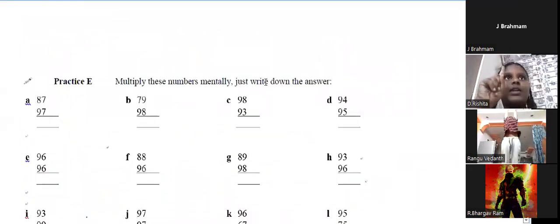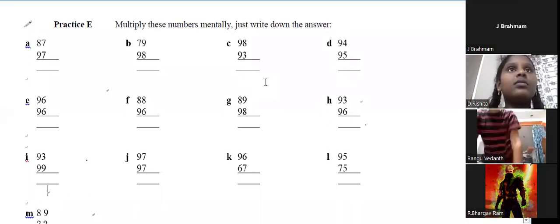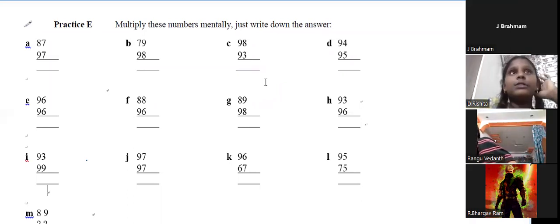Then, Rishita. Yes, I think, sir? You can do this question, okay? Do this exercise. Can I say, please, sir? I'm Vedant. Yes, sir. Wait. I will share this PDF to you.